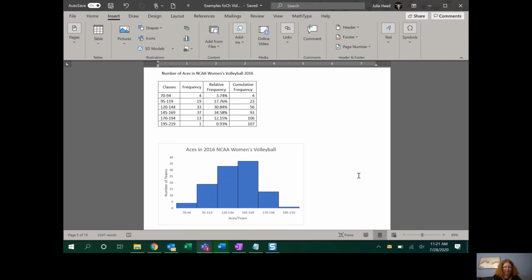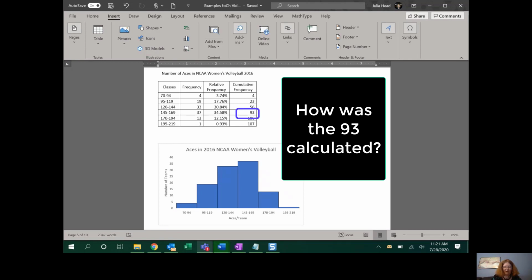And the cumulative frequency is how many are at or below that class. For example, 56 teams have 144 aces or fewer. How was the 93 calculated?